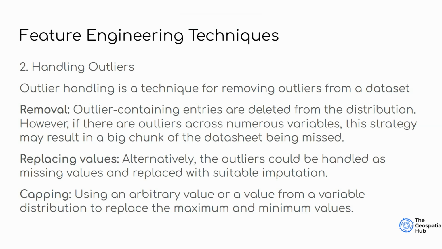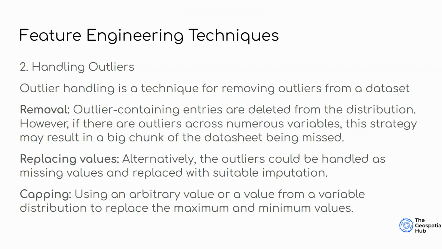But for this class, we'll be dealing with capping and flooring. There's a technique in feature engineering called capping and flooring. Basically, when you have outliers, it's a way to reduce the effect of the outlier.